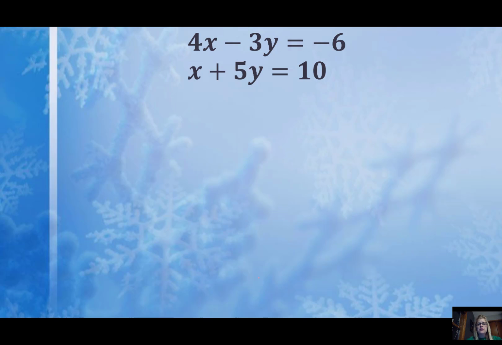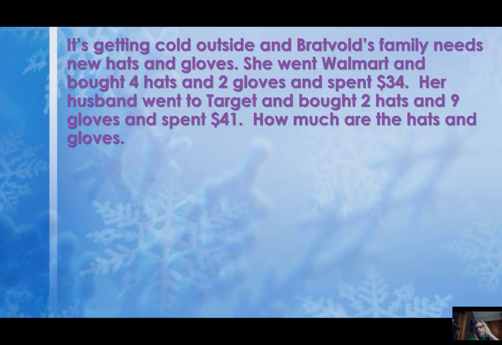This next question is like number 3. It's the story problem. Just like Mr. Mounts did it with you guys the other day, you need to break it up part by part. It's getting cold outside and Mrs. Bradford's family needs new hats and gloves.